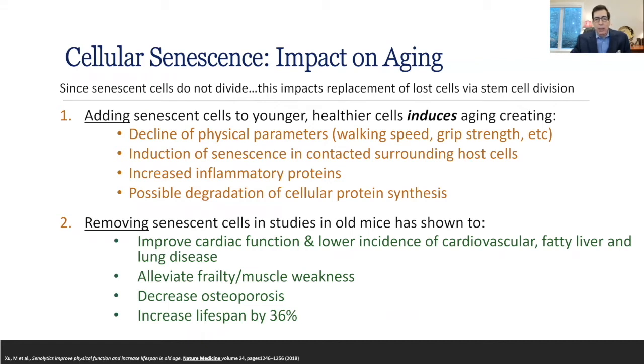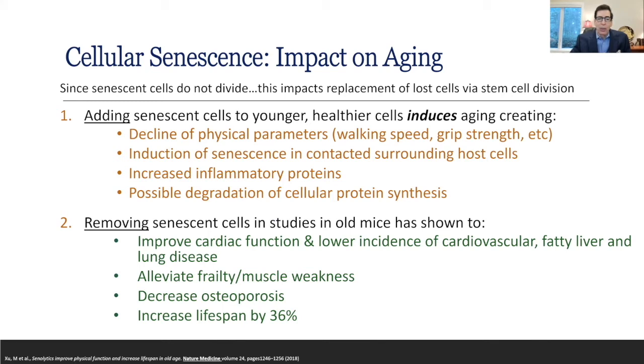In contrast, if you remove senescent cells, and there are some old mice studies that show this, you can actually see improved function, cardiac, pulmonary, other issues that are important for perhaps not our skin and aesthetics directly, but they affect our body. You have improved muscle strength, decreased osteoporosis, and most of these mouse studies show increased lifespan, and they can be pretty dramatic amounts.